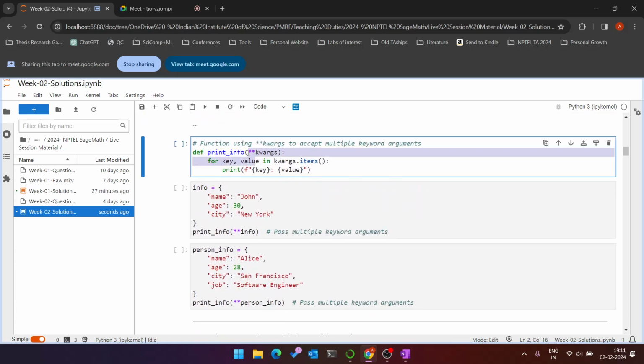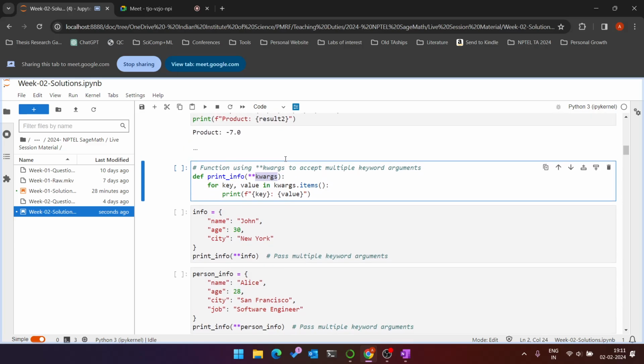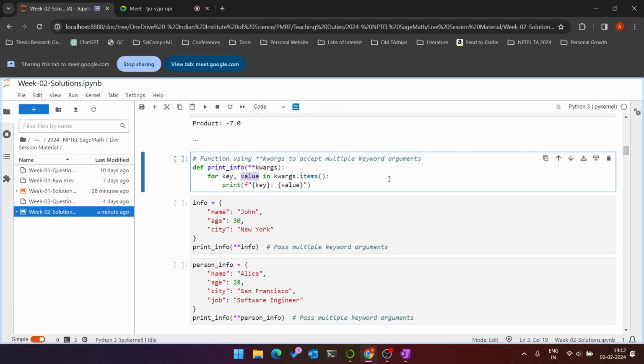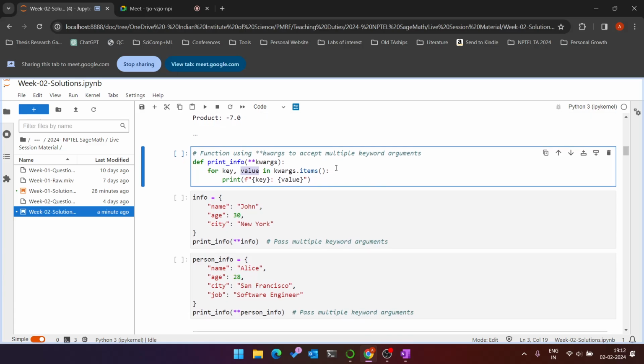Similarly, you have two stars for keyword arguments, which becomes a dictionary. In the last class, we had looked at the different methods which are associated with a dictionary. One of those was items. If you can recall, items contains both the key as well as the value of the dictionary, like a list of key comma value tuples, and those are now being called in this function.